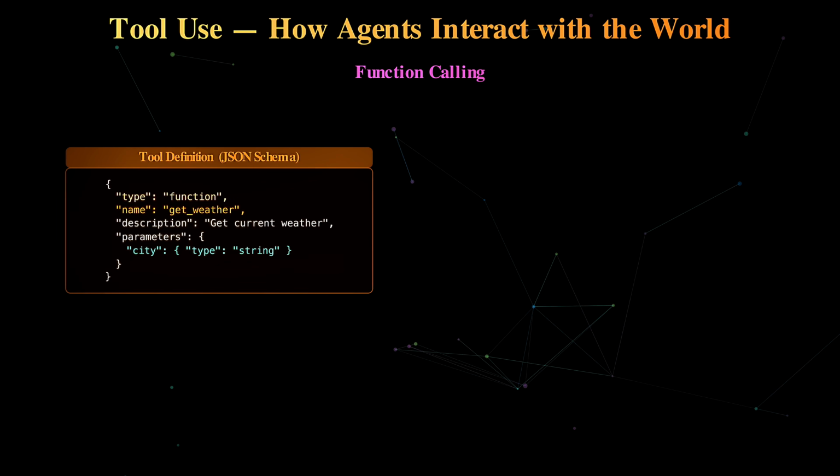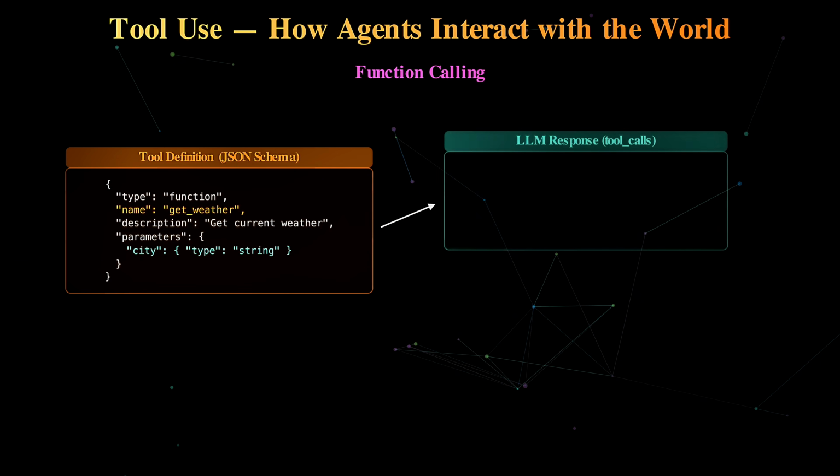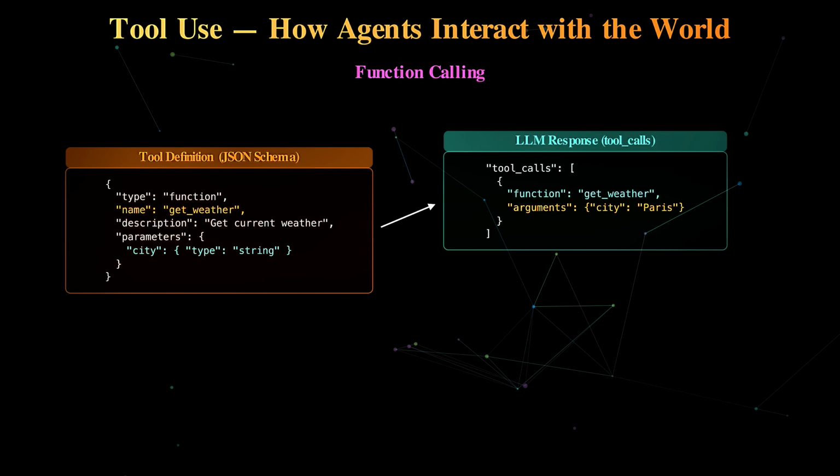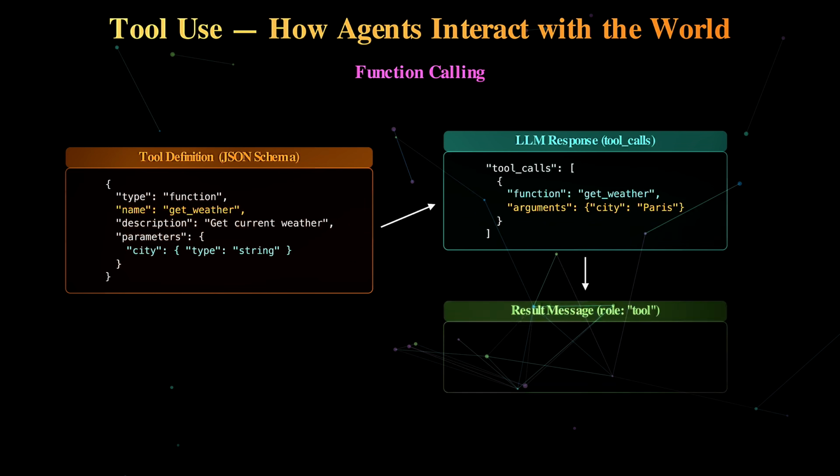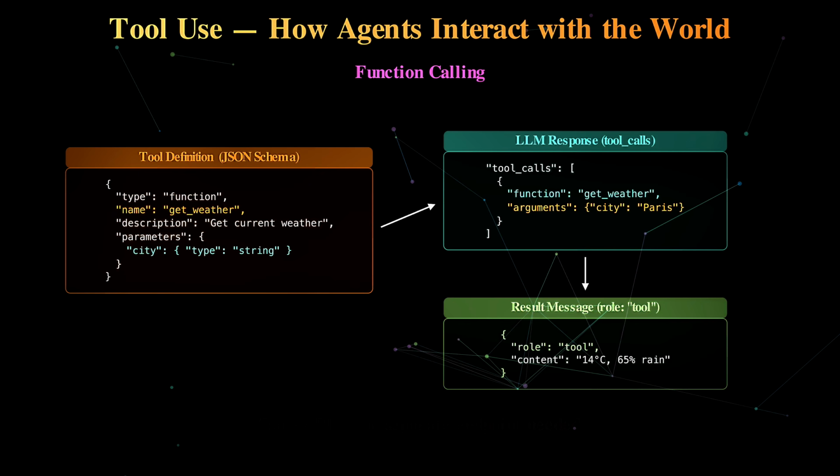Here's what a real tool definition looks like in OpenAI's API format. You define a tool with a type of function, a name like getWeather, a description of what it does, and a parameters object specifying each argument's type and whether it's required. When the model decides to use a tool, its response includes a tool_calls array, each entry containing the function name and a JSON string of arguments. Your code then calls the actual function and sends the result back as a message with the role tool. This back and forth is handled through the same API.